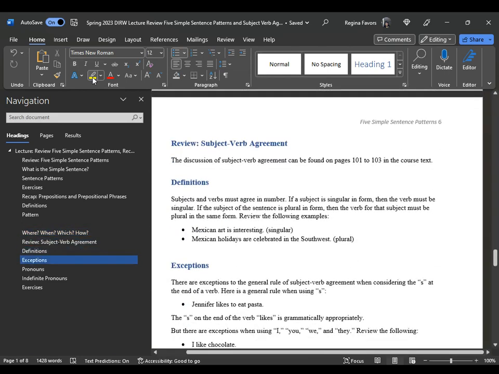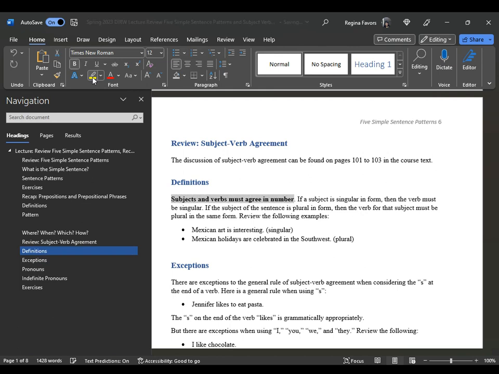Okay. So let's review subject verb agreement, or actually be introduced to it. The discussion of subject verb agreement can be found on pages 101 to 103 in the course text. Subjects and verbs must agree in number. This is very important. Pay attention to this. Subject and verbs must agree in number.